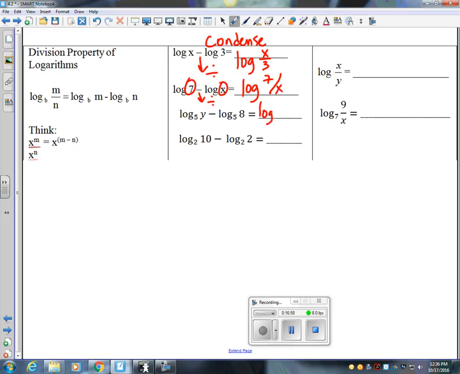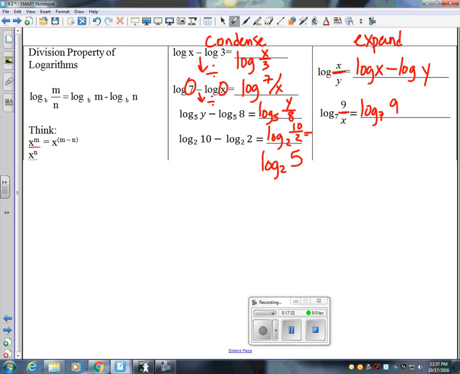This one would be log base 5 of y divided by 8. And this one would be log base 2 of 10 divided by 2, which is the same thing as log base 2 of 5. Okay, over here we are expanding, which means to have more than one log to make it bigger. So log of x, division turns back into subtraction, log of y is how that one works. This one, log base 7 of 9, division turns into subtraction, so log base 7 of x.